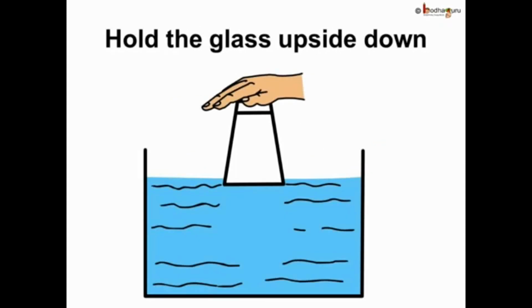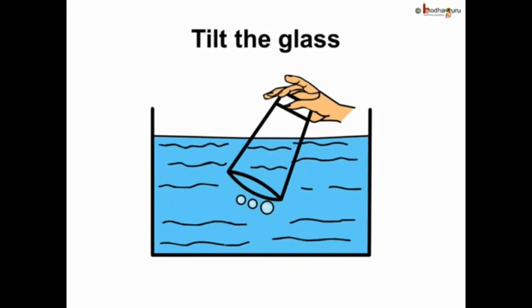Now, something interesting about our airman. Take an empty glass and a bowl of water. Fill the bowl with water. Hold the glass upside down above the water and push it slowly into the water. It is difficult to push it, isn't it? Push it more. Still, water hasn't been able to get into the glass. Tilt the glass a little. You can see some bubbles coming out of the water. What do you understand from this?